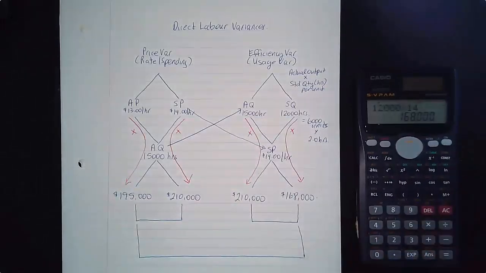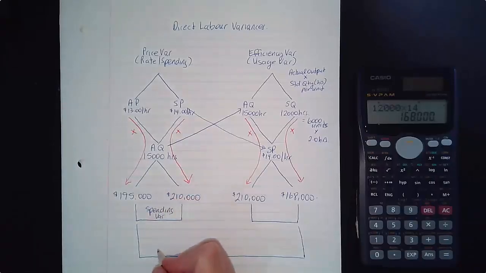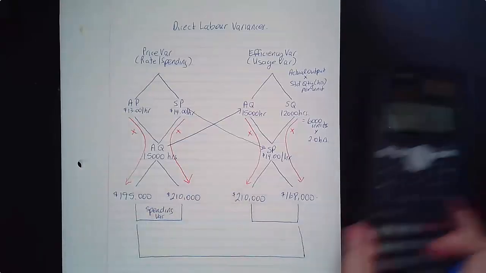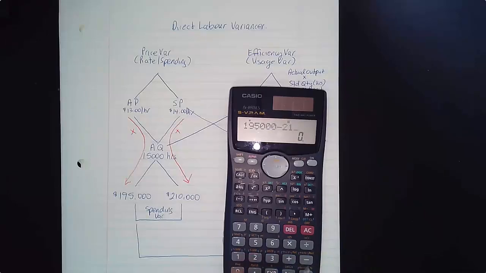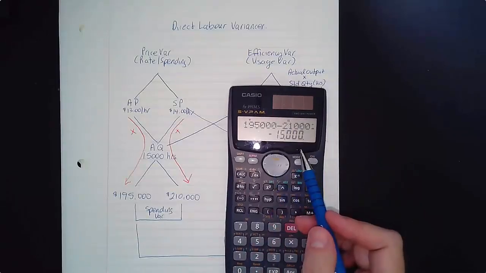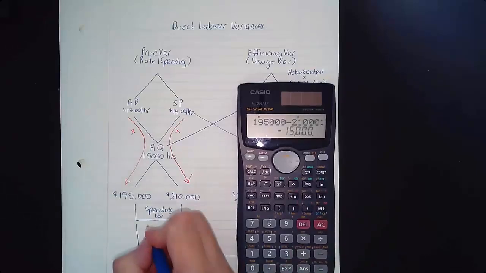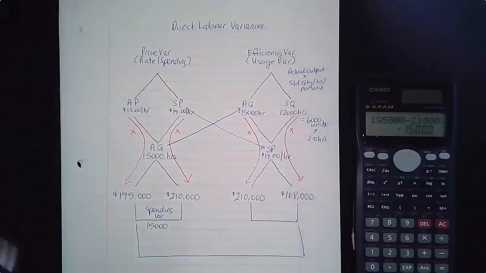So looking at the spending variance, which is also called the rate variance, I'm going to take the difference here. 195,000 minus 210,000. I don't care that my number ended up being negative. That's because I took 195,000 and subtracted a larger number. I'm going to ignore the negative altogether, 15,000. My question is, is this a good thing or a bad thing for the company? How do I figure that out?